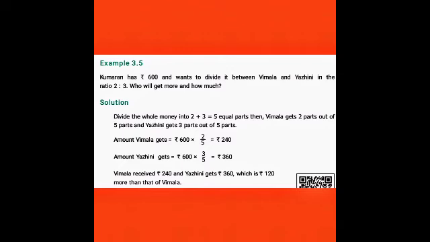From the given amounts, who will get more? Yes, Yalini gets more. By how much? 360 minus 240, which is equal to 120. So Vimala gets less than Yalini. My dear students, did you understand the sum, how to divide the given amount between both persons?